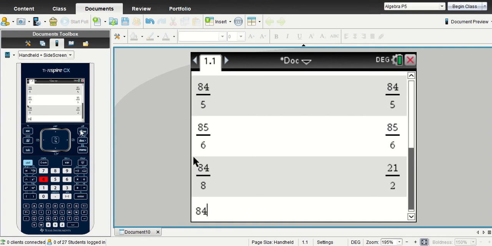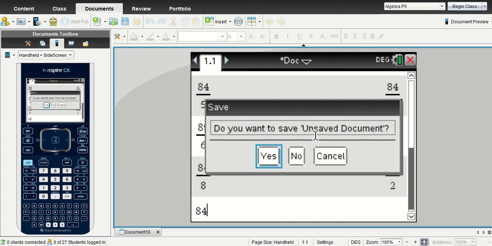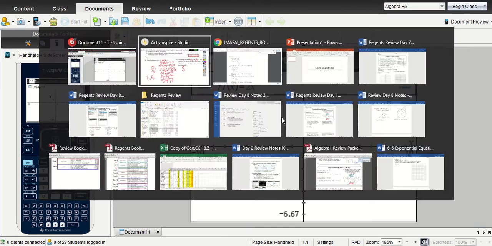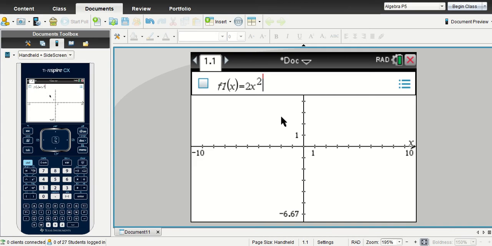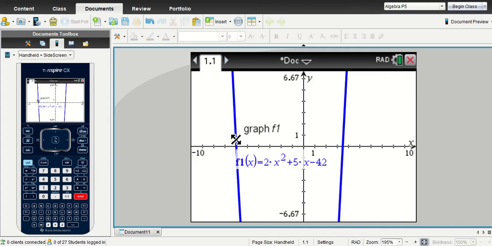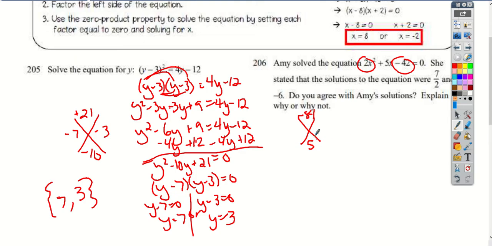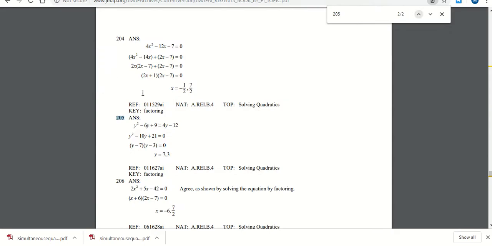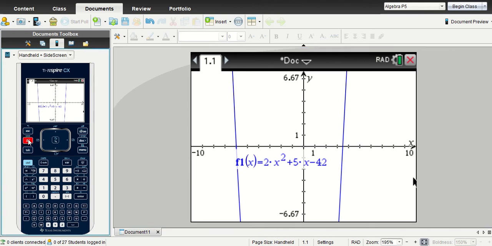Now there's another option, which is if we do a graph, okay? And if I graph it, so 2x squared plus 5x minus 42, I can see where it's going to cross right here and right here. So I know the number, right? And kind of get the idea of what I'm going to try to use here. But the factor numbers I'm looking for are what we just talked about.